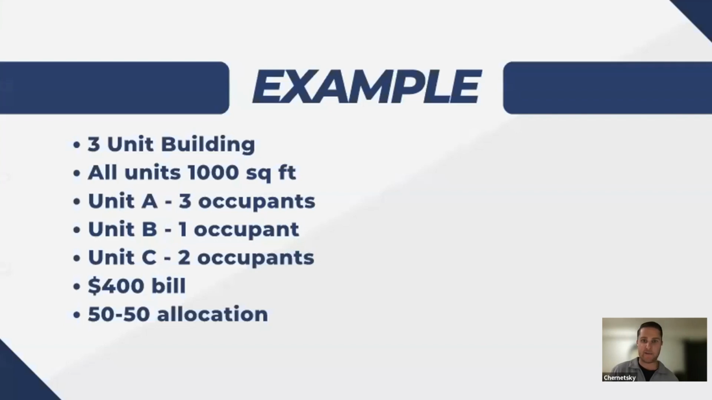Okay, example. So we have a 3-unit building. All units are 1,000 square feet. Unit A has 3 occupants. Unit B has 1 occupant. Unit C has 2. It's a $400 water bill, and we're doing a 50-50 allocation between occupants and square feet. All right, so I'll just kick into showing how I did it now, okay? So I'm going to go ahead and share my screen.